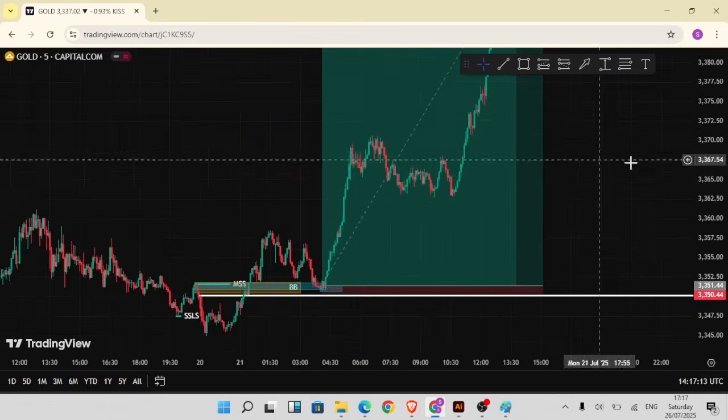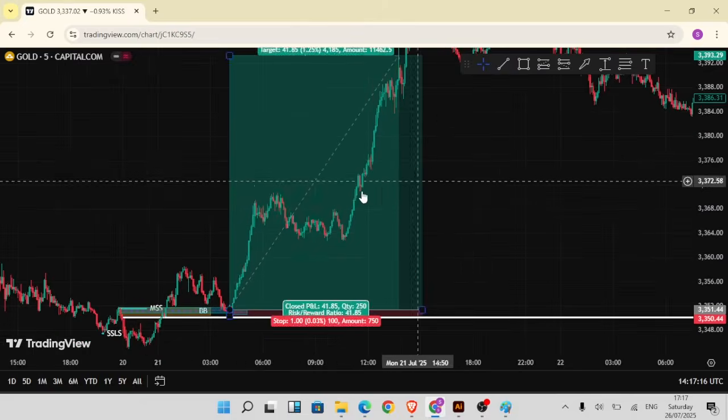And that, guys, is the simplest model you can use to flip accounts.